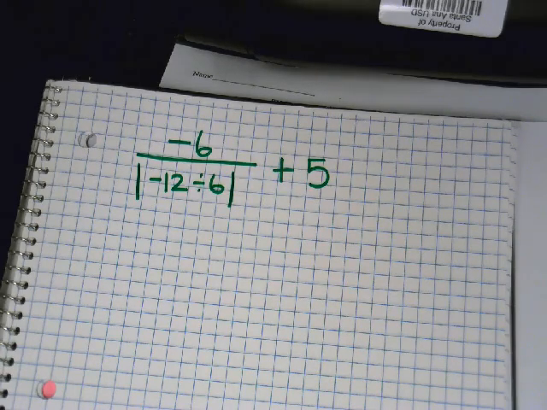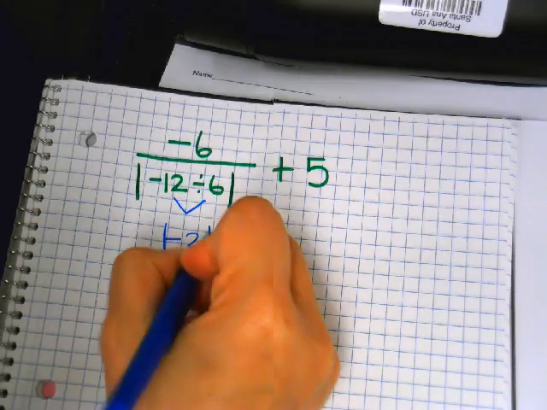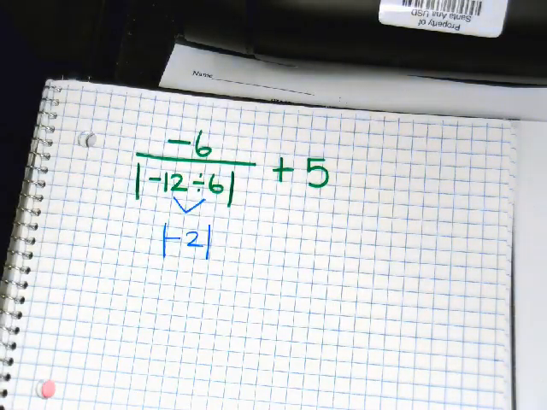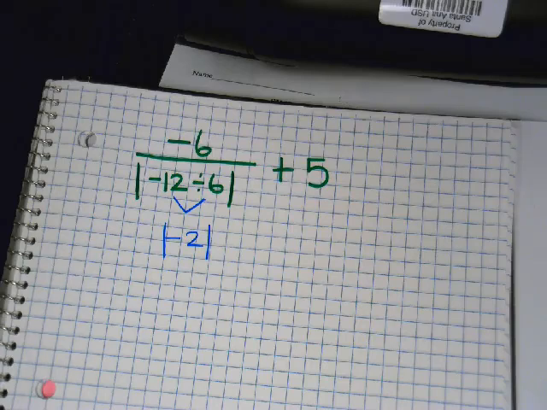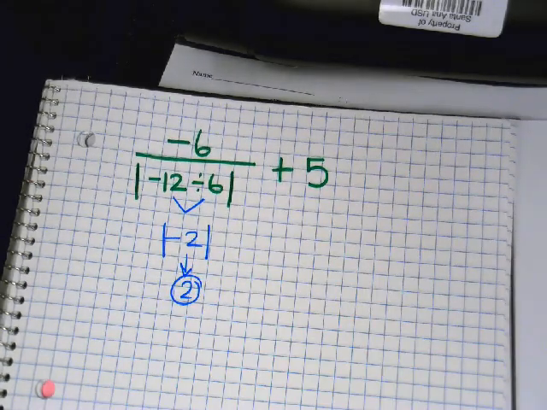Divide -12, negative 12, sorry, divided by 6. Which makes -2, I think. Yep, so this gives you -2 in the bars. True. What's the absolute value of -2? 2. 2, okay? And 2 plus 5 is.